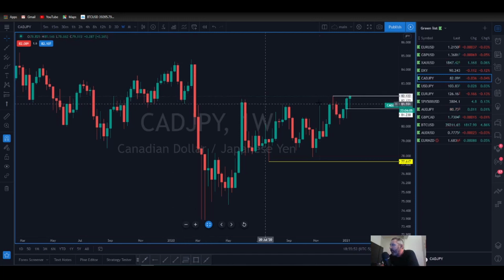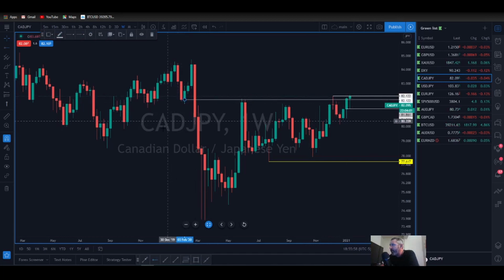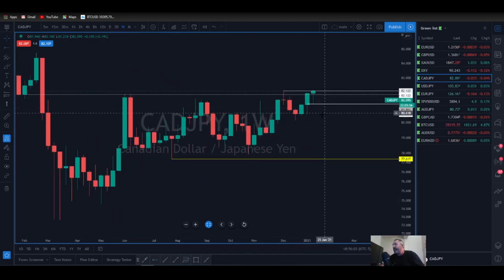That's a swing low. You did close this candle above it. I'll go ahead and draw you a line here so you can see what I'm talking about. You close this weekly candle right here above it. So that indicates strength. All this right here was a pullback.